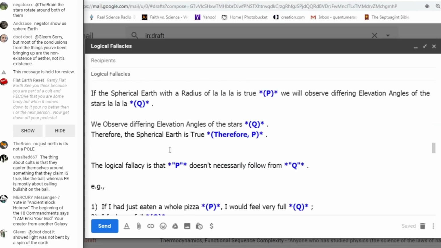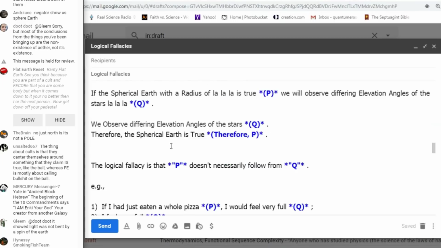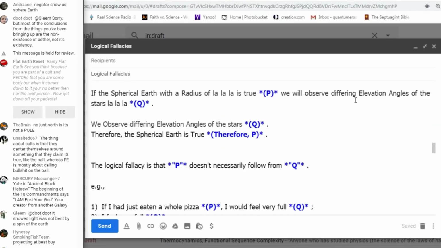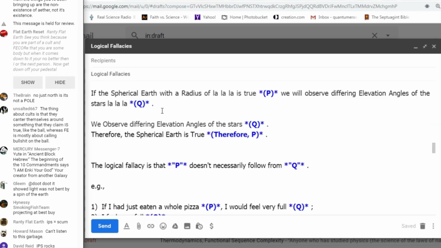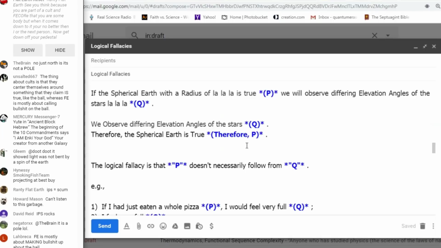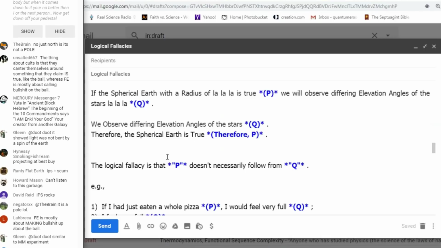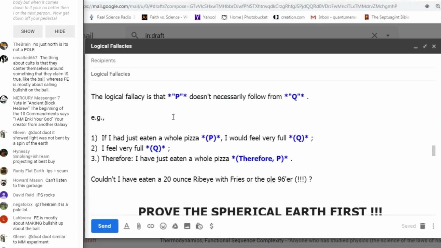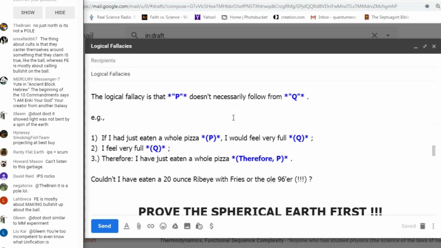Or, in our genre, if the spherical Earth with a radius of R is true, P, we will observe differing elevation angles of the stars, whatever, Q. We observe differing elevation angles of the stars, Q, therefore the spherical Earth is true, therefore P. I mean, this is a train wreck, right? The logical fallacy is that P doesn't necessarily follow from Q.